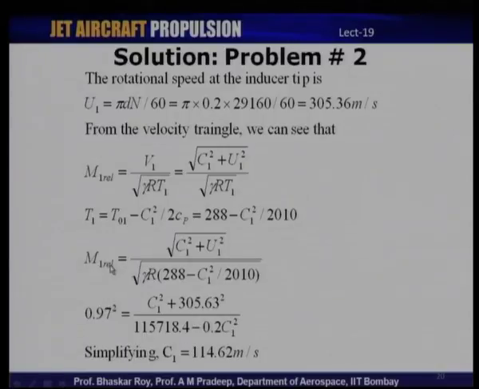So, we substitute for M relative as 0.97, and therefore, we get 0.97 square is equal to C1 square plus 305.36 square divided by gamma R times 288, that is 115718.4, minus 0.2 C1 square. So, if you simplify this, we can calculate what C1 should be. C1 comes out to be 114.62 meters per second. So, the absolute velocity at the inlet of the inducer is 114.62 meters per second.